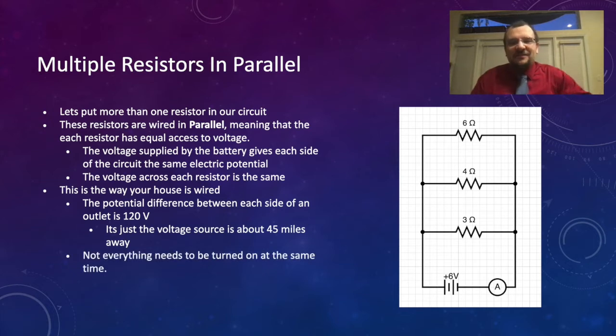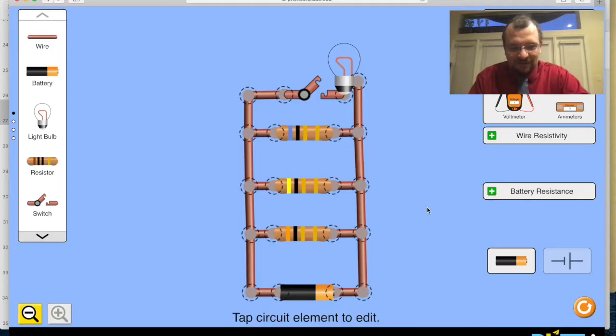And the other great advantage is not everything needs to be turned on at the same time. So let's take a look at an example of this. Here I have a circuit that's the same circuit that was drawn in the diagram with the addition of the light bulb on the top. So right now we have a battery that is giving all of these resistors the same access to voltage.